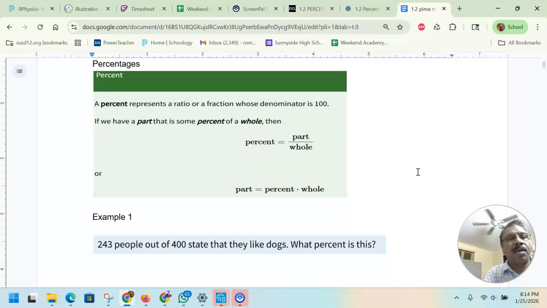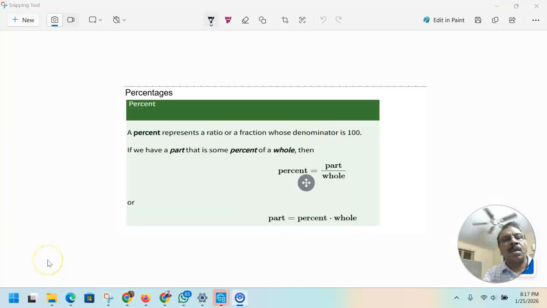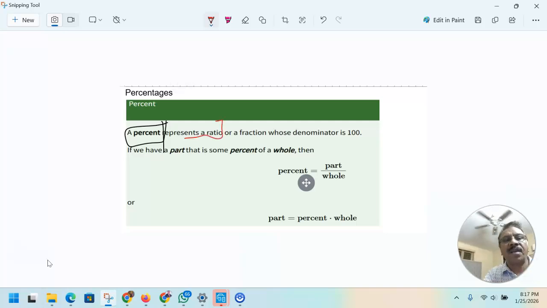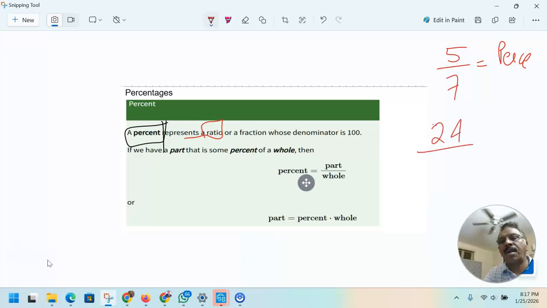Now here you can clearly see percentages represent a ratio or a fraction whose denominator is 100. So what is the definition of a percent? The percent definition is that it represents a ratio. That means even if I write 5 over 7, that is called a percent. So this is also called a percent. Or it could be maybe 24 out of 100. This is, by definition, called a percent.